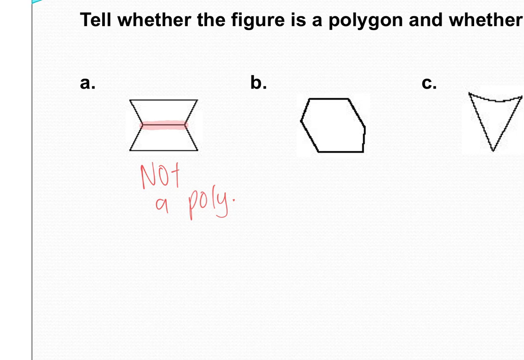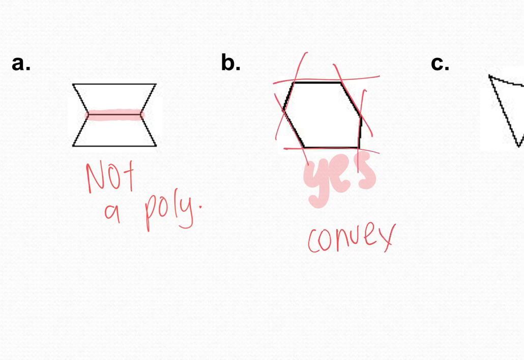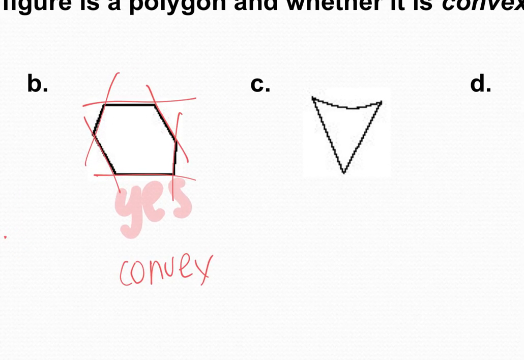Got it? Okay. B. Polygon. Yes, this one is. Convex or concave? Convex. Very good. Why is it convex? They stay on the outside. Do you hear it when you say convex? X, exterior. You got it? Cool. C.